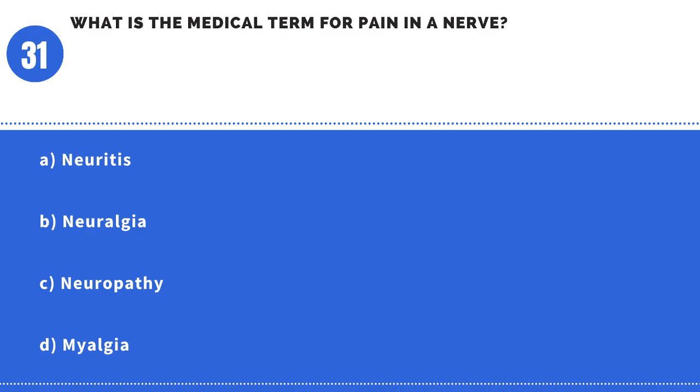Question 31. What is the medical term for pain in a nerve? A. Neuritis. B. Neuralgia. C. Neuropathy. D. Myalgia.